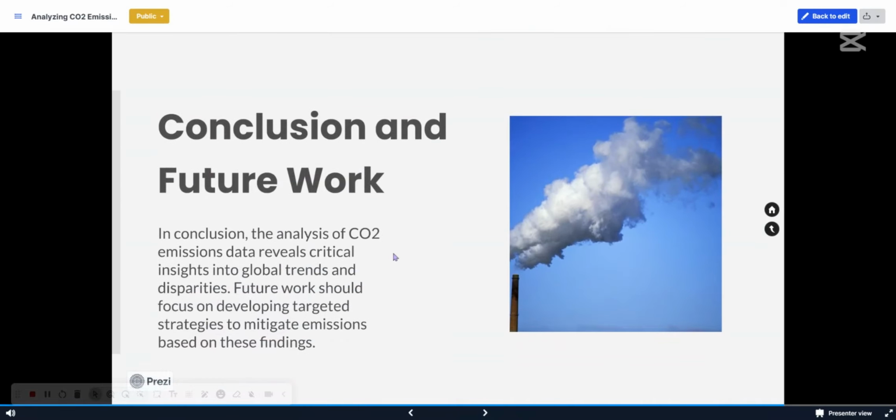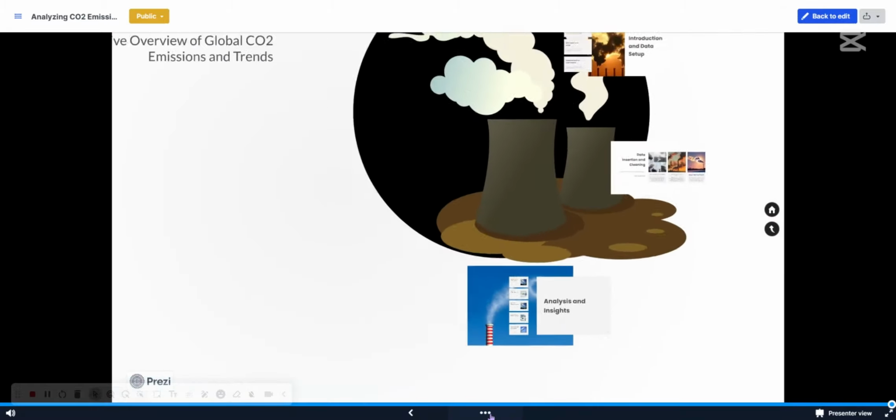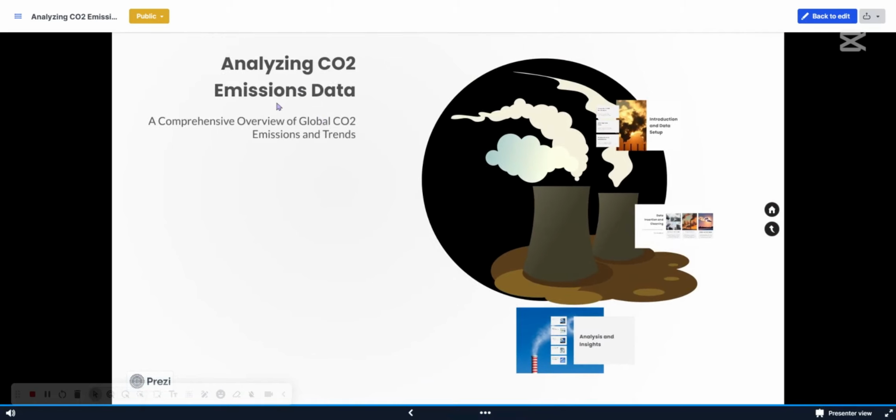Conclusion and future work. In conclusion, the analysis of CO2 emissions data reveals critical insights into global trends and disparities. Future work should focus on developing targeted strategies to mitigate emissions based on these findings. And that is analyzing CO2 emissions data.